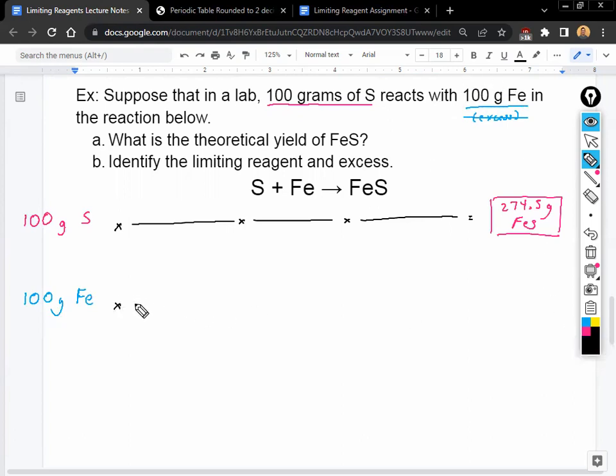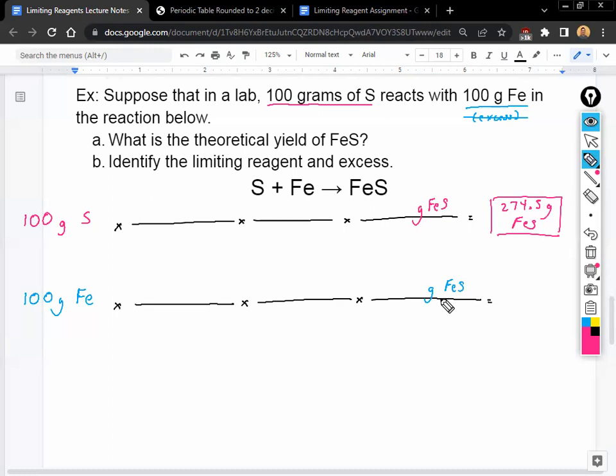And what you're going to do is same thing. You're going to set up your 3 fractions. You're going to do your stoichiometry, and you're going to do the same thing where you're looking for FeS. Okay, so earlier we started with 100 grams of S, and then we found grams of FeS. This time you're using a different chemical, and you're going to find the same chemical at the end.